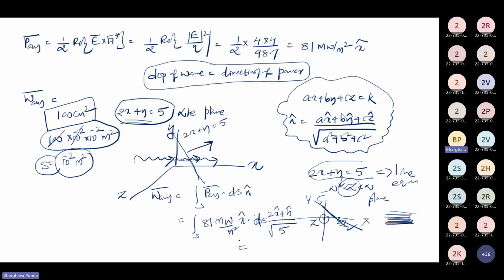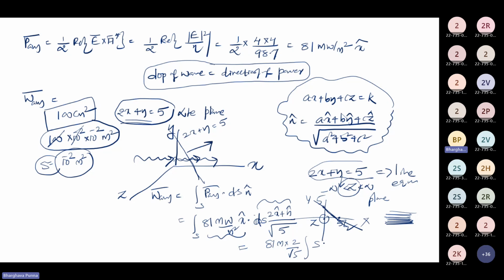Power is having only an x component, but the surface is having an x component and a y component. So the dot product between x and y is 0, so you will be having a product of only the x components. So 81 milli, I'm writing outside, 2 by root 5 also I'm writing outside. So x cap dot x cap is 1.